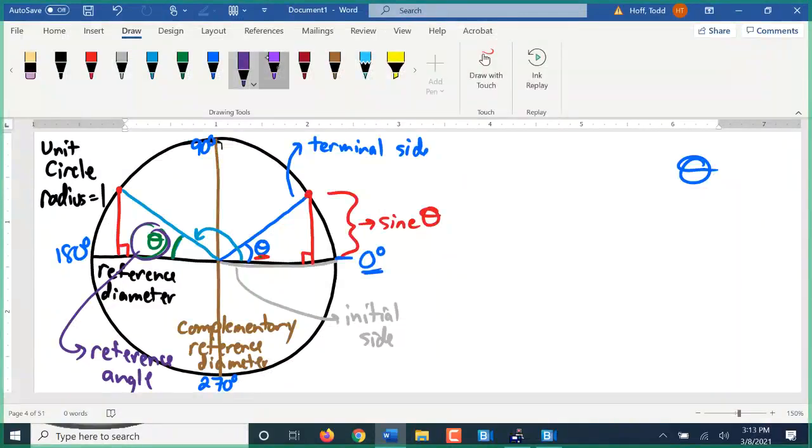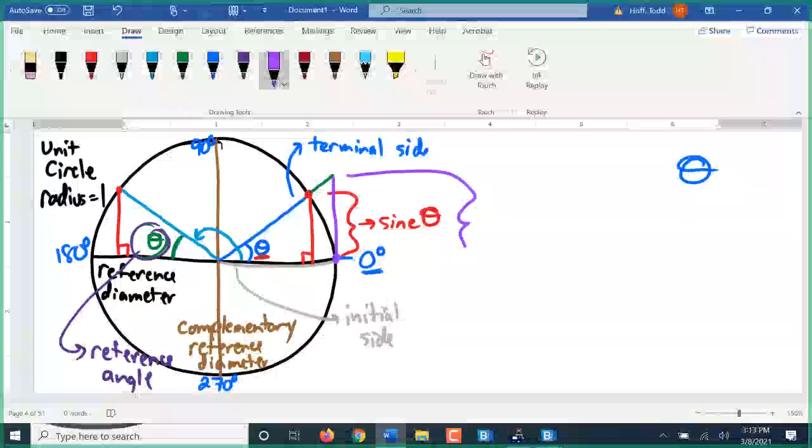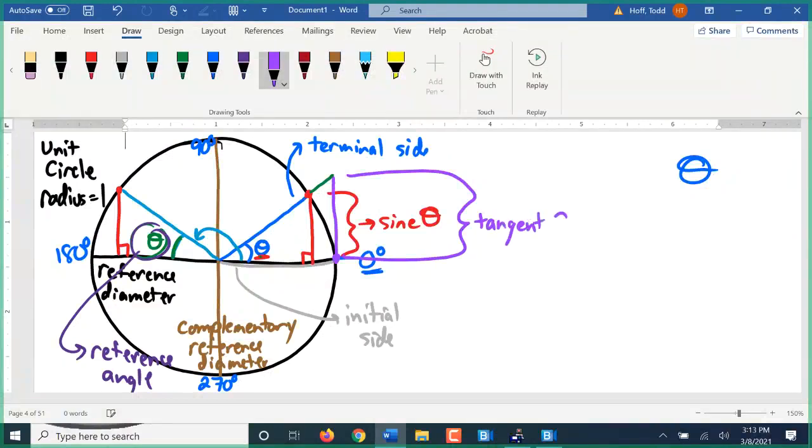A tangent. What's the definition of a tangent? It touches but never goes inside. All the points are outside the circle except for the one point that touches. So the tangent, for purposes of our trig function, goes from the end of the reference diameter and up to intersect where that terminal side would be if we extended it outside the circle. So that length was the tangent of our angle.